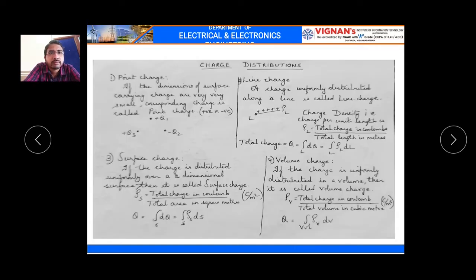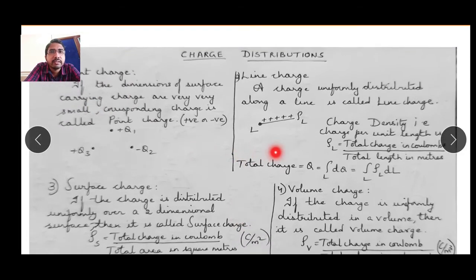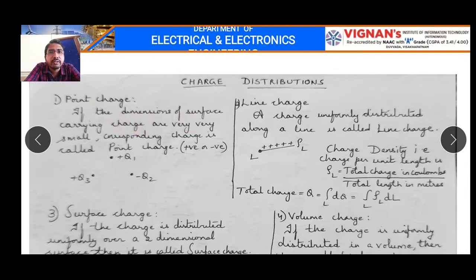Okay. Now coming to types of charge distributions. In how many ways charge is distributed in space? First one is point charge. Point charge is nothing but if the dimensions of the surface carrying charge is very, very small, then the corresponding charge is said to be point charge. That may be positive or negative. We will represent like this.